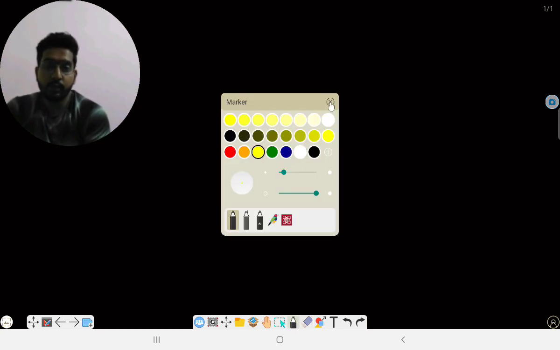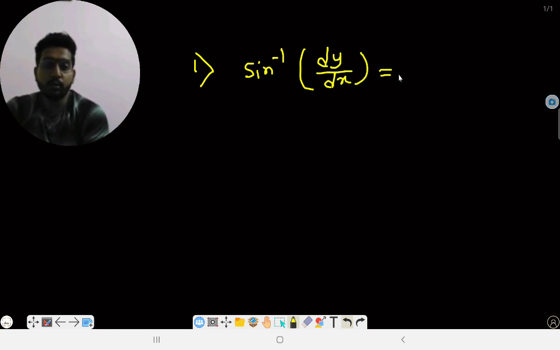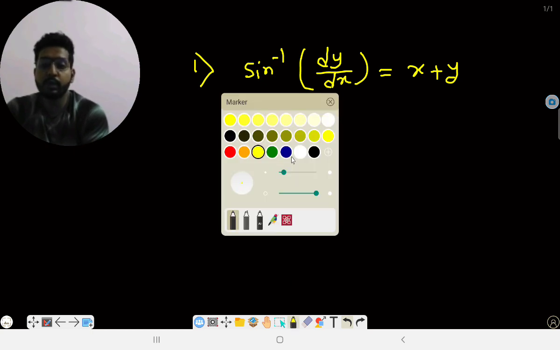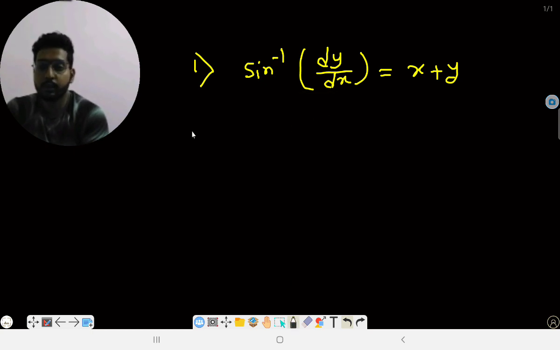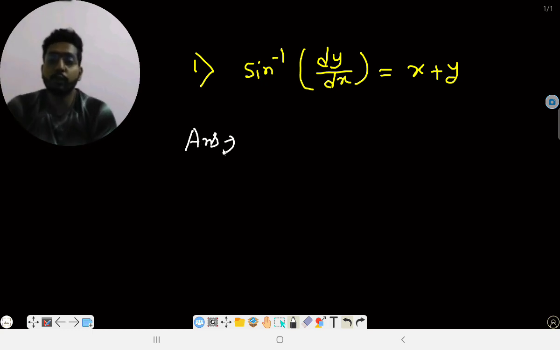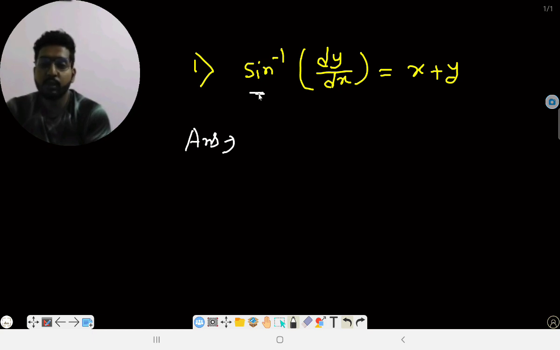So let's start. Question number 1: sine inverse of dy/dx equals x plus y. We have to find the solution of this differential equation. Now how to do it? First of all, you can see there is a sine inverse. If sine inverse goes to the other side, it will become dy/dx equals sine of (x plus y). Now this is sine(x plus y).